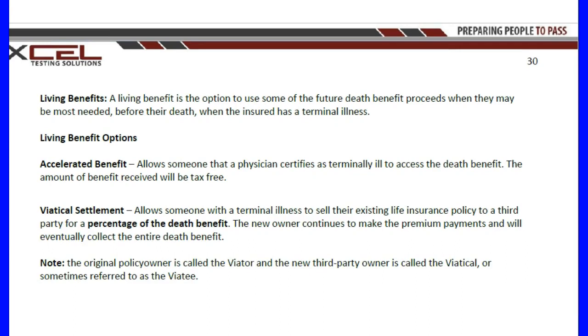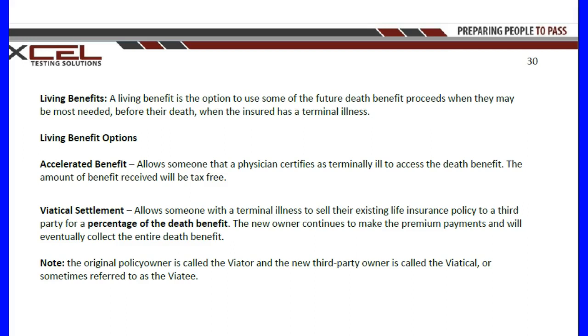Living benefits. The living benefit is the option to use some of the future death benefit proceeds when they may be most needed, before death. This is also the accidental death benefit. So that's also called living benefits.